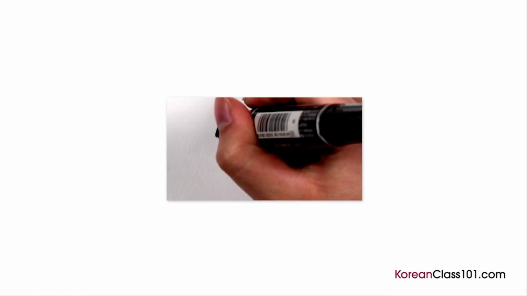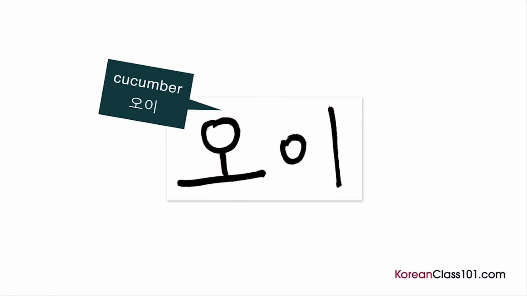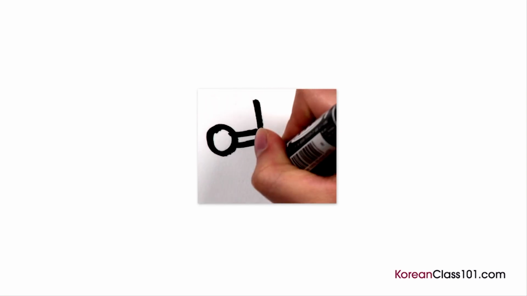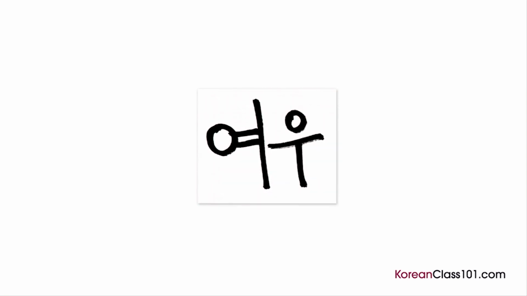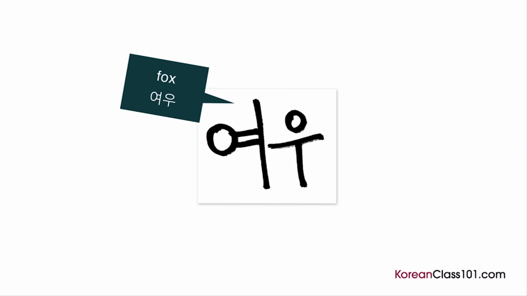How about some vocabulary words? Can you read this word? This is 오이, which means cucumber. How about this word? This is 여우, which means fox. You now know 4 vowels that are made from a long stroke and a short stroke.